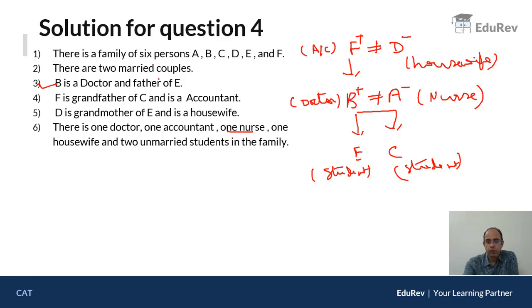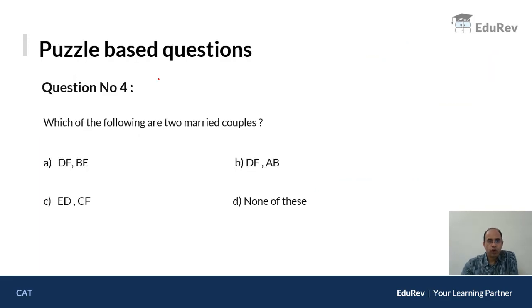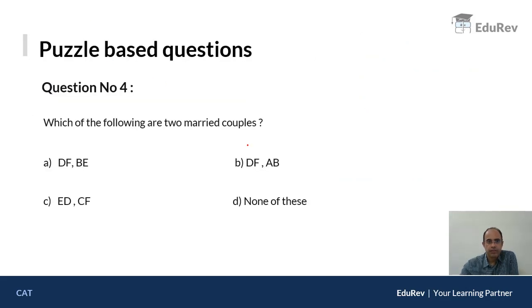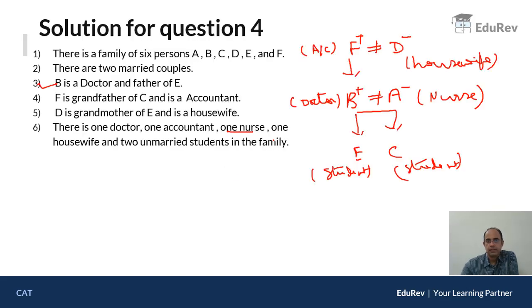Now, moving to question 4, it says, which of the following are two married couples? We observe FD and BA are two married couples. Hence, option B is the correct answer.